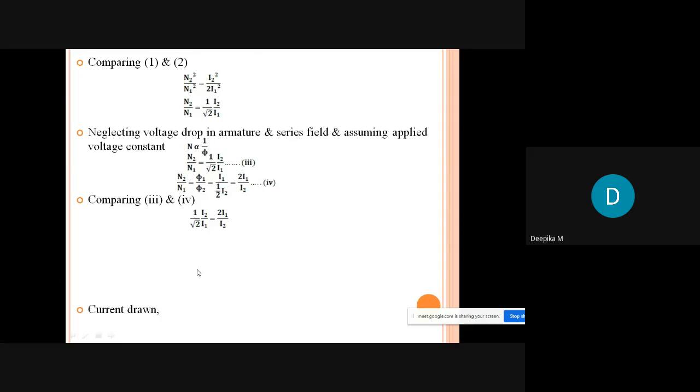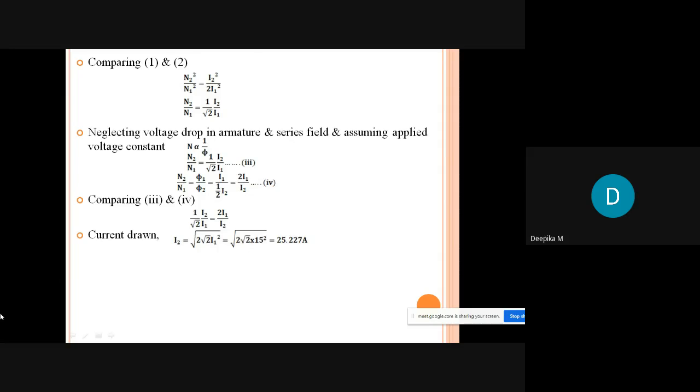Hence, we can write the current drawn I2, which is what we want here, as I2 equal to the square root of 2 into root 2 I1 square. And we know that the current I1, that is the armature current or the initial current drawn, is 15. Hence, we will get the value 25.227 ampere. So, this is the current I2.